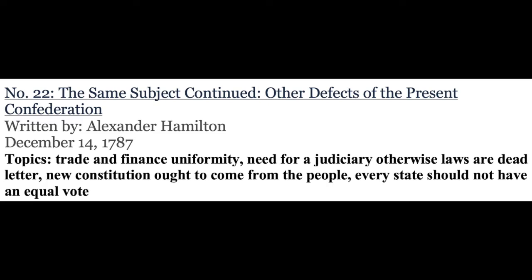Today's Monday. We're going to be going over Federalist number 22. It is titled The Same Subject Continued, Other Defects of the Present Confederation. It's written by Alexander Hamilton, December 14th, 1787. Topics include trade and finance, uniformity, a need for a judiciary, otherwise laws are dead letters. A new constitution ought to come from the people, and every state should not have an equal vote. And I'll get into that one specifically later.